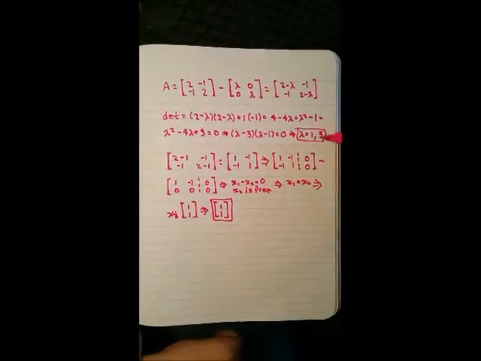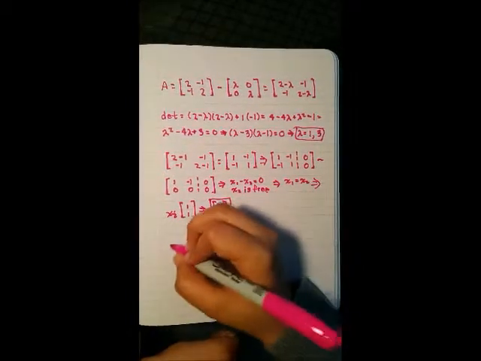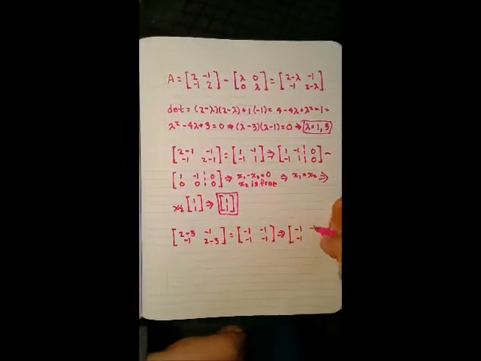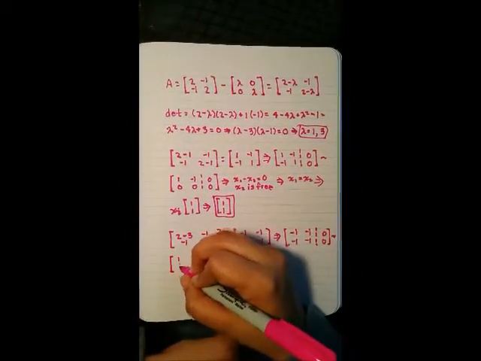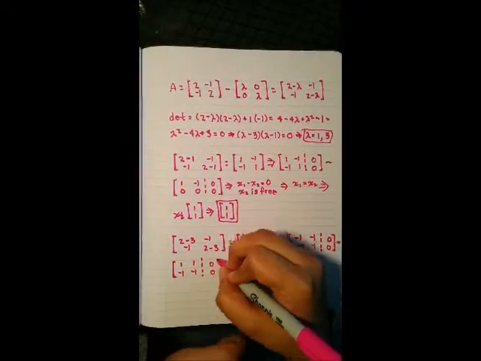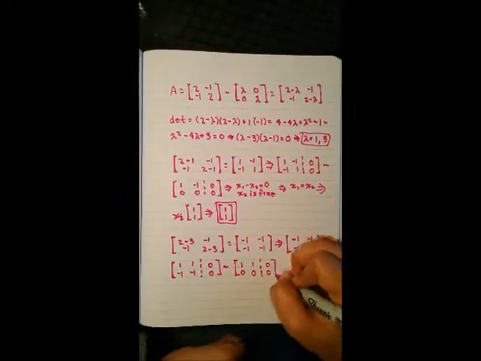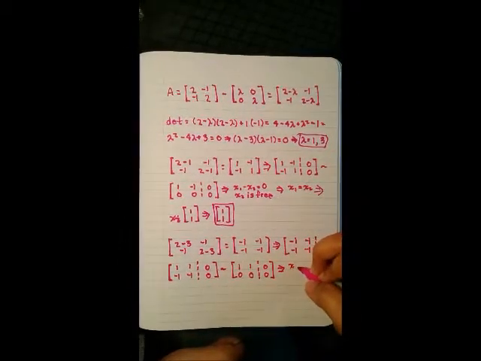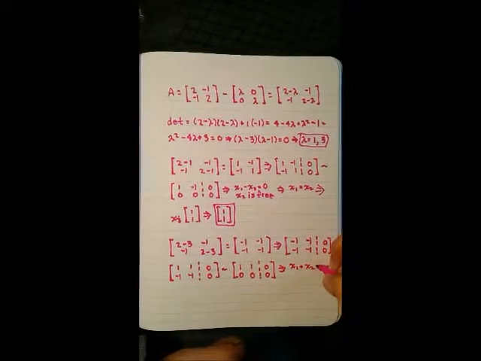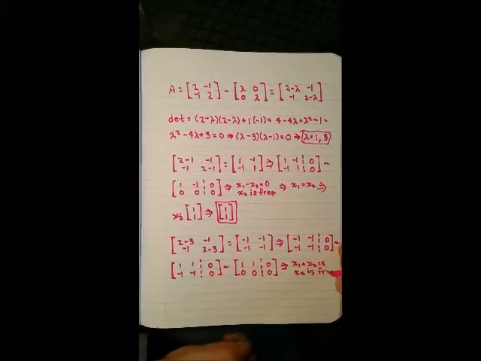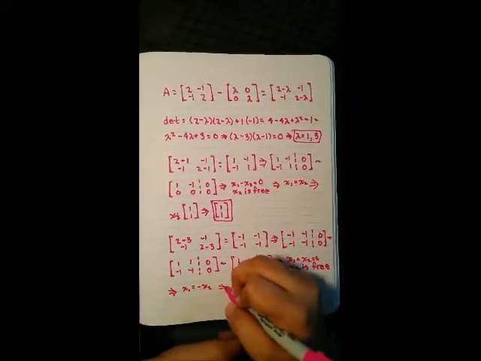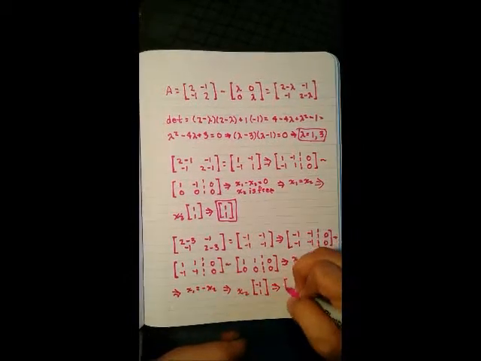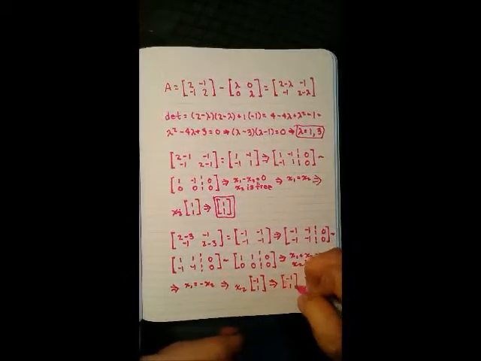Next, you're going to use your eigenvalue of 3 and repeat this process. Once again, you'll note that your x2 is free. However, in this case, x1 plus x2 equals 0. Which therefore makes (-1, 1) your other eigenvector.